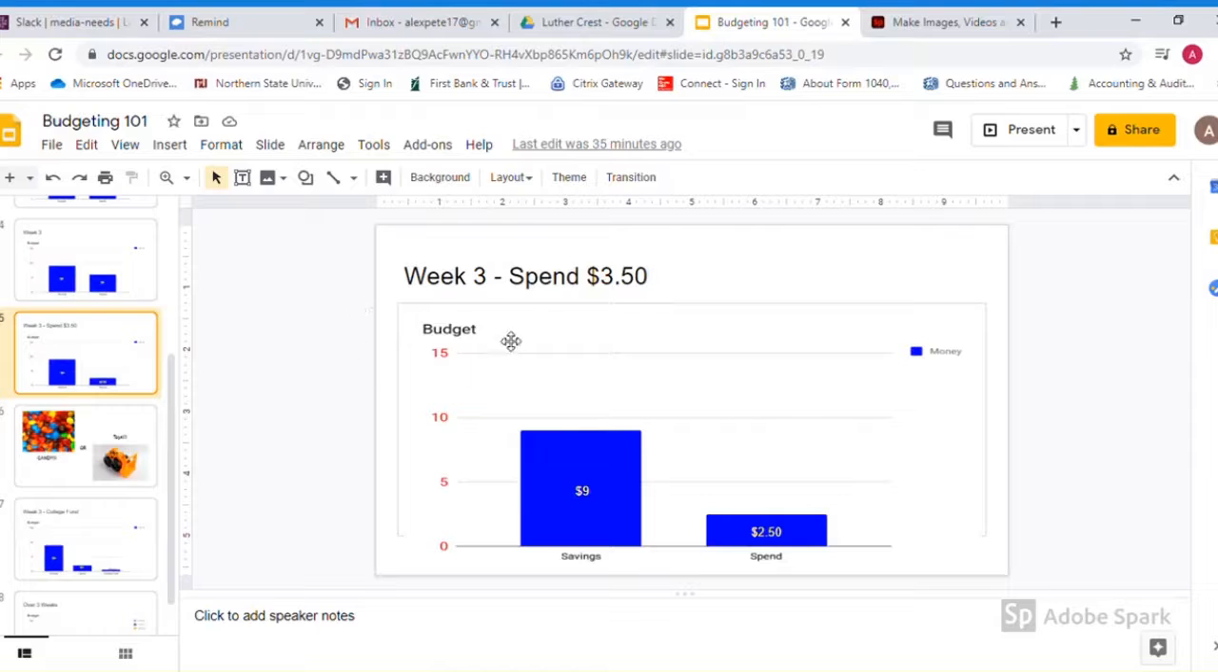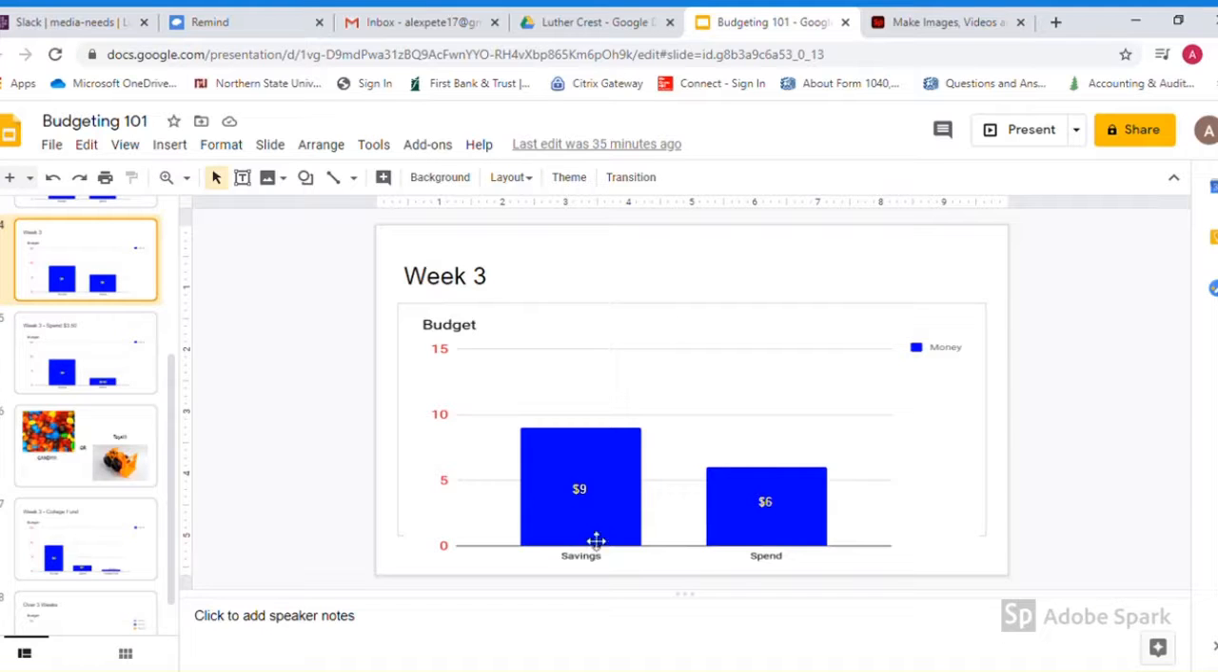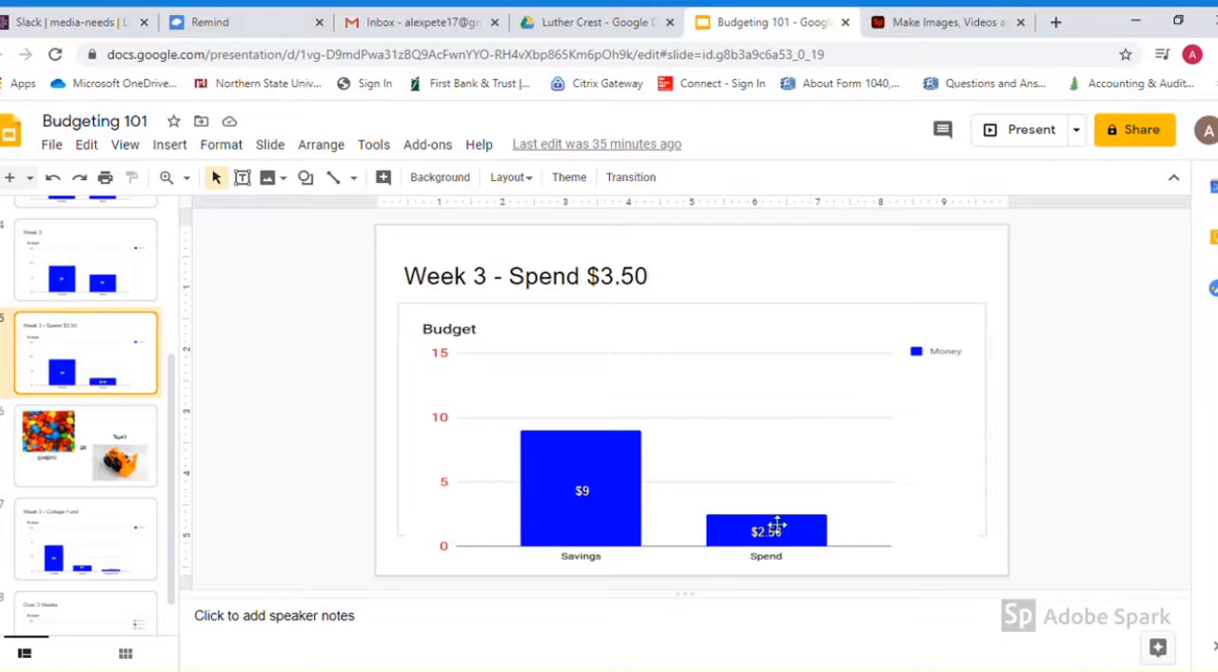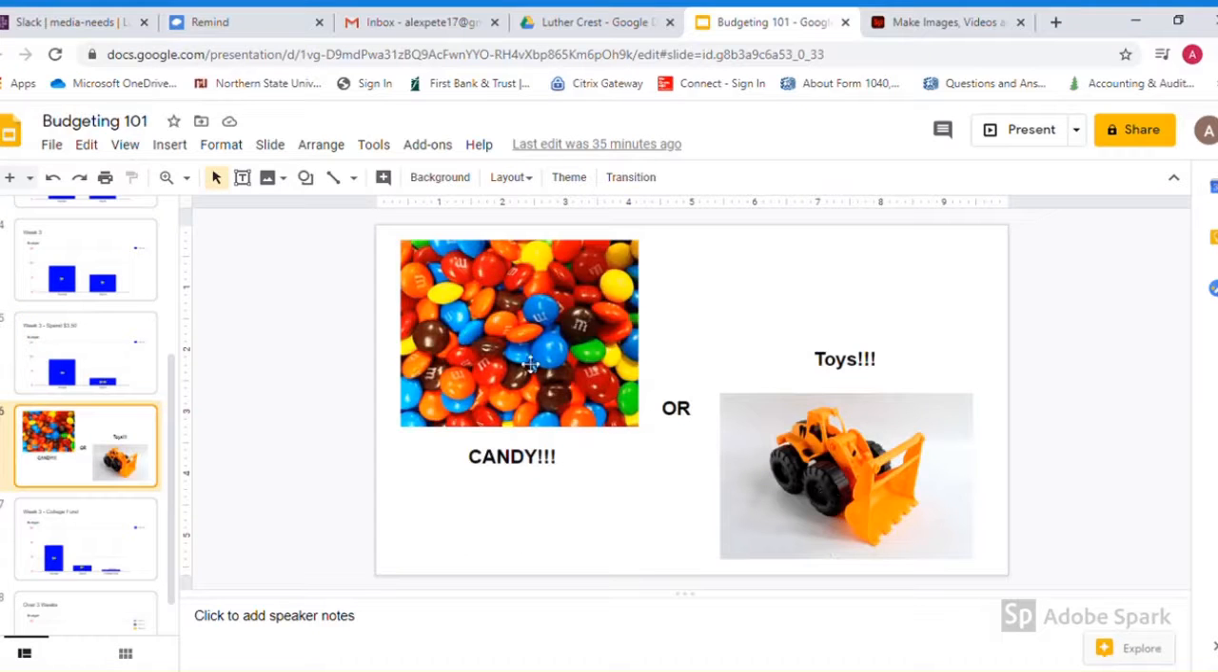Now here's a situation where you spend $3.50. Yes, I know it's a weird number, but I'll explain why I chose this number in a little bit. And so now if you spend $3.50, you no longer have $6 in your spending. You now are down to $2.50. So you can see that if we use this as a bar graph example, your $6 went down to $2.50 because you decide to cave in and buy, I don't know, candy or some kind of toys. I know I've caved in quite a few times to buy some candy.